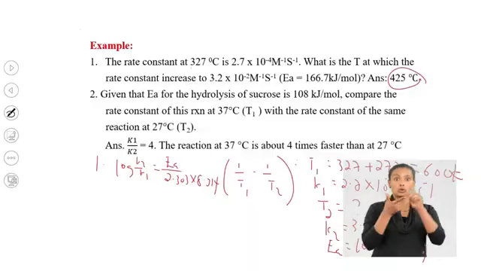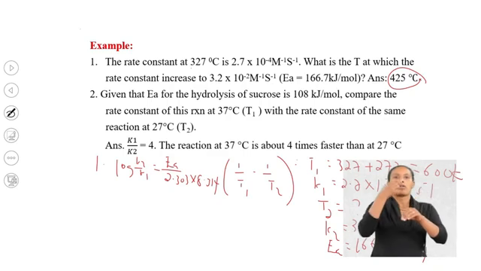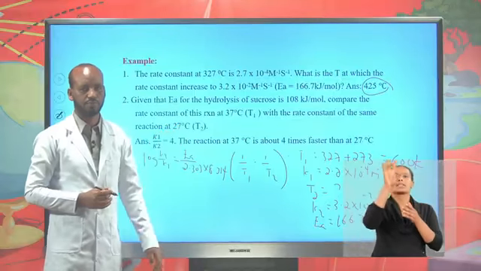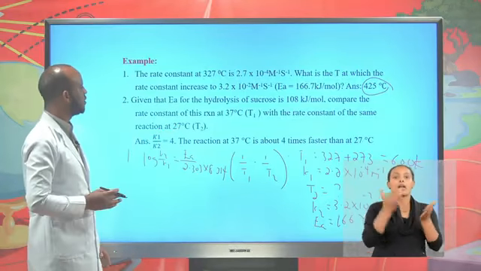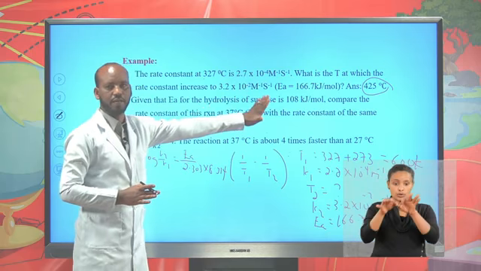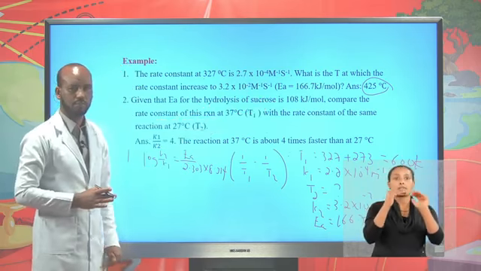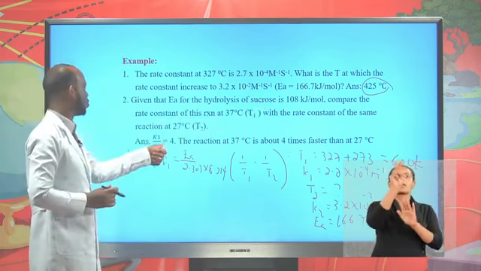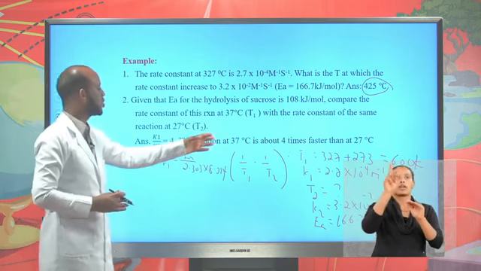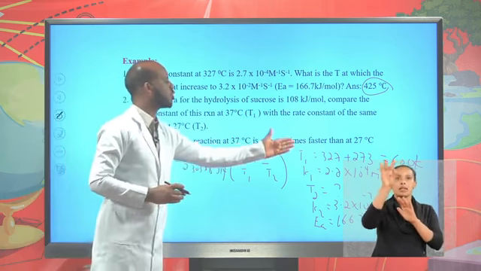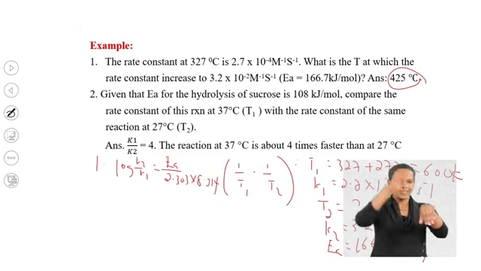Number 2, given the activation energy for the hydrolysis of sucrose, which is 108 kilojoule per mole. Compare the rate constant for this reaction at 37 degrees centigrade with the rate constant of the same reaction at 27 degrees centigrade. Again, substituting the given values in this equation, we get K1 divided by K2 equals 4. Now the reaction at 37 degrees centigrade is about 4 times faster than at 27 degrees centigrade.